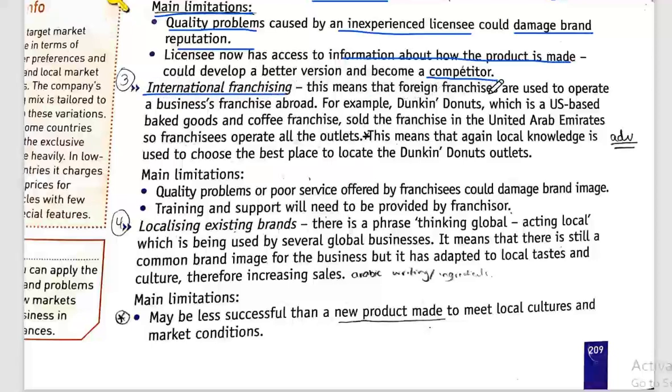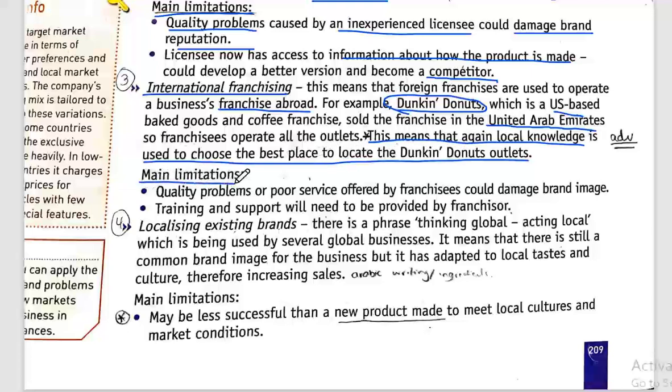This means that foreign franchises are used to operate a business franchise abroad, which is like an outlet, like Dunkin' Donuts, a US-based baked goods and coffee franchise, being sold instead of in the USA as a branch or outlet in the UAE. This means again that local knowledge in international franchising is used to choose the best place to locate Dunkin' Donuts outlets. These franchisees know better about the new country. The main limitation for international franchising is also quality problems.